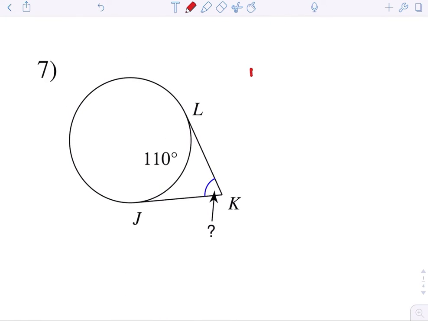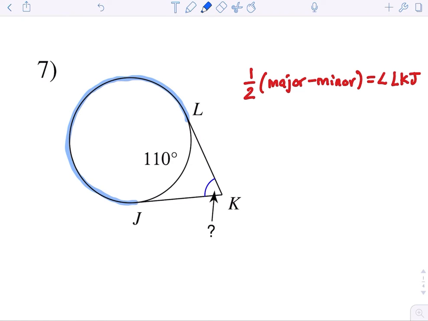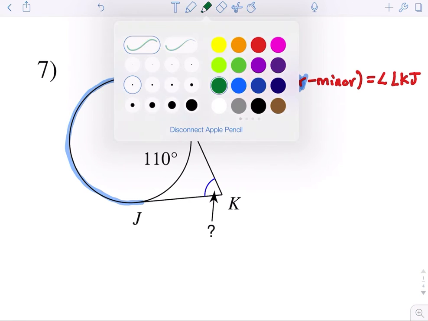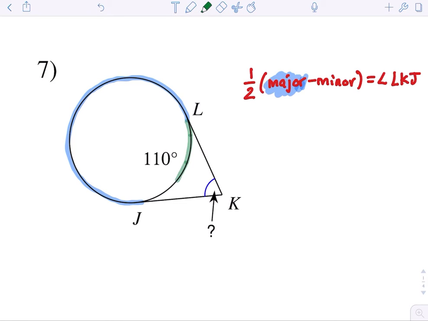All right, number 7. So again, this is 1/2 the major arc minus the minor arc is equal to angle LKJ. Okay, major arc, right? Here is the major arc, and the minor arc is this one.